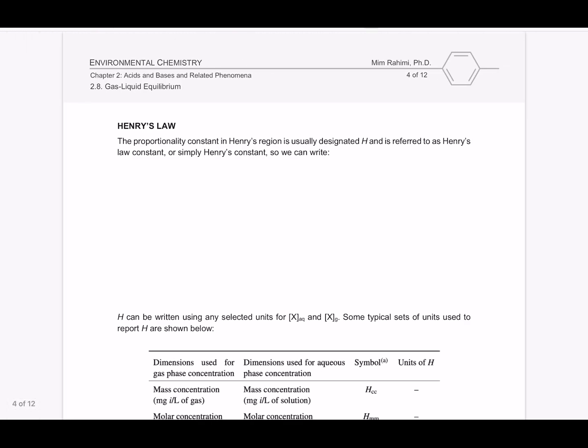So to be more specific, we can focus on Henry's law. We have the standard form of writing an equation to get to Henry's law, and that's basically in the form of volatilization. So in this form, we go from the aqueous phase to the gas phase.